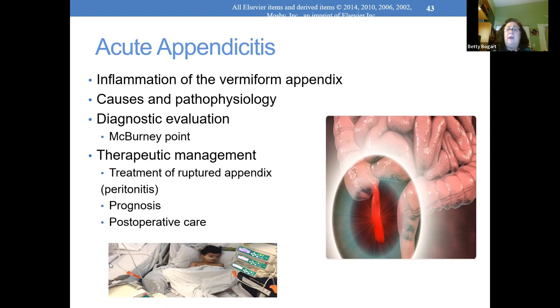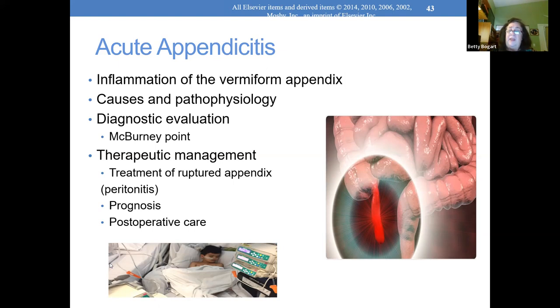Because it burst in the peritoneum, who knows if the skin that they attached together when they closed that surgical wound was healthy tissue? We don't know. So check that incision site out because it could dehisce on you.